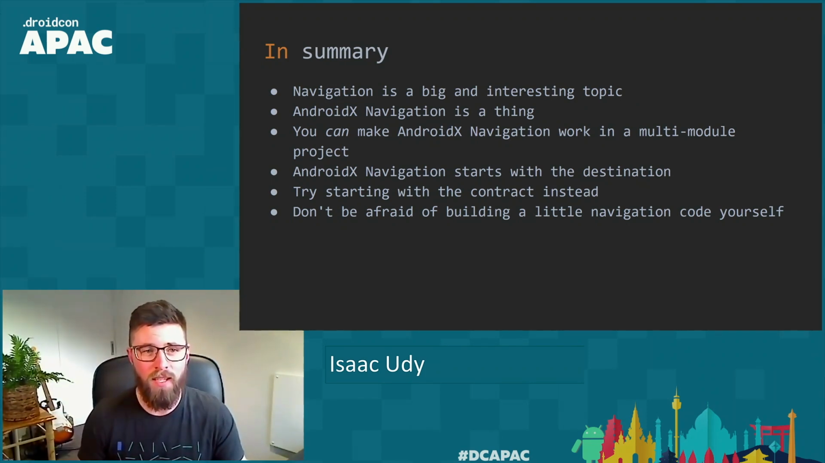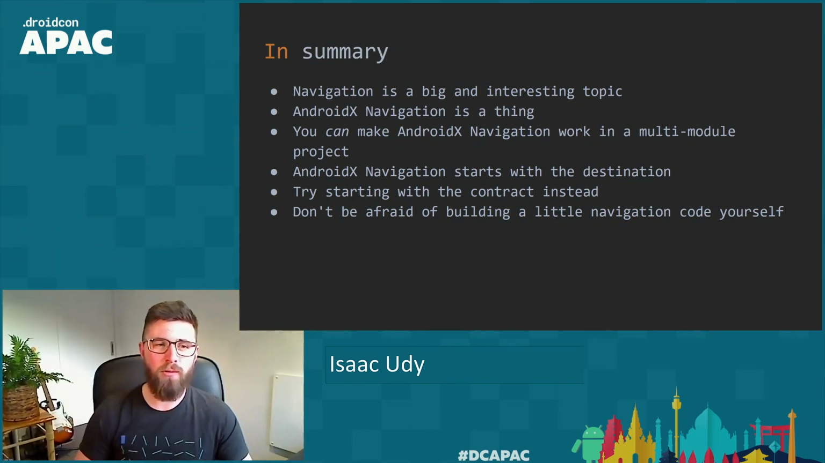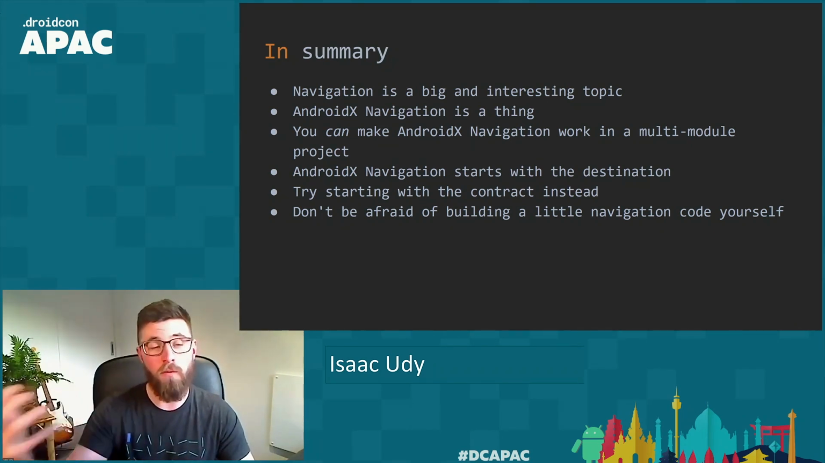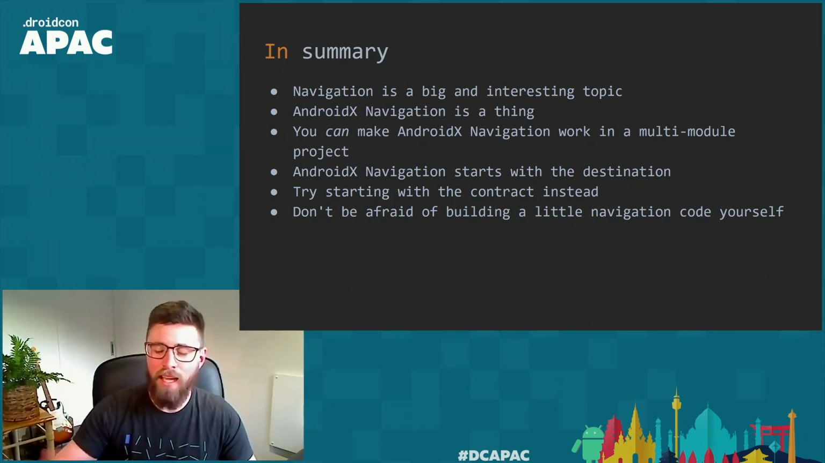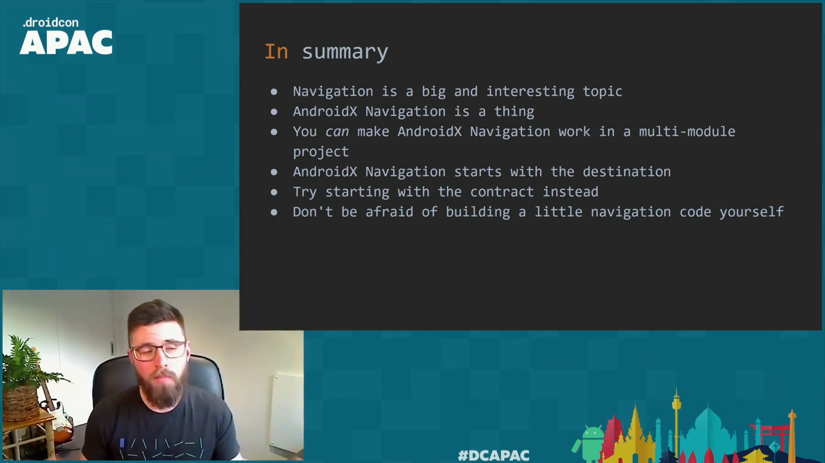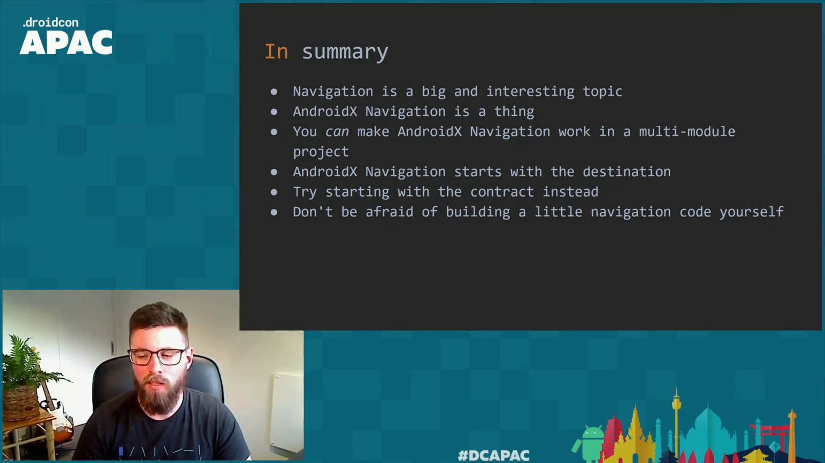AndroidX Navigation is a thing, and you can make AndroidX Navigation work in a multi-module project. But unfortunately, AndroidX Navigation asks you to start thinking with the destination first, so thinking with those fragments first, and that causes some problems. I'm suggesting that you should try starting with the contract first instead. And you shouldn't be afraid of building a little navigation code yourself. You might even enjoy it.